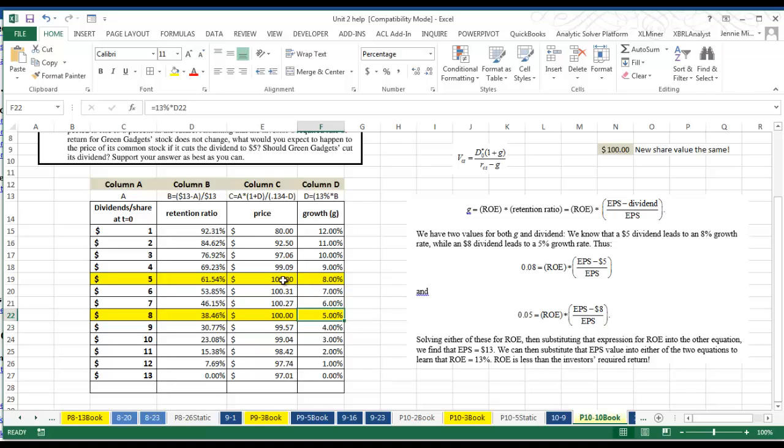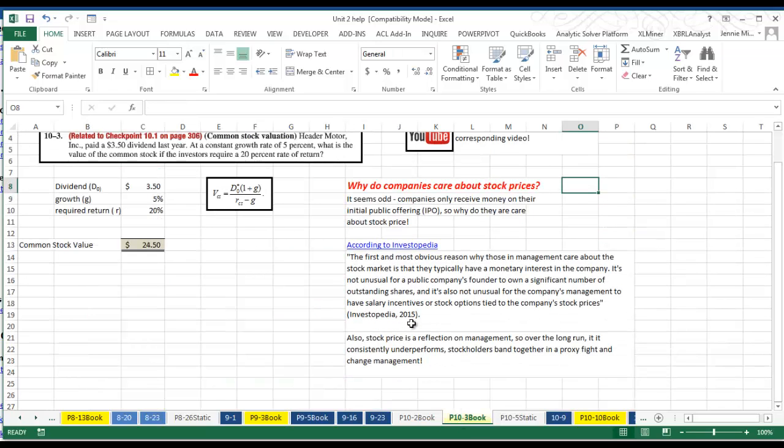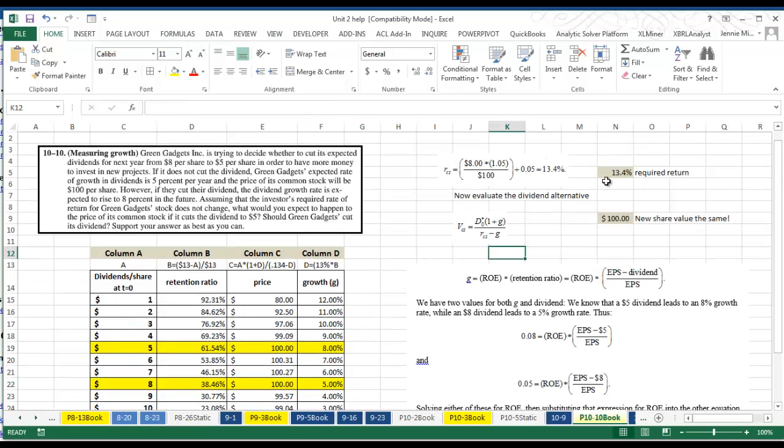So I think what it does is help you give some information to someone in your company about the impact that dividends will have on the share price. If you recall, if we go back to 10-3, we talked about why companies care at all about stock price. So when they're changing dividends, they know it will usually have an impact on their stock price. Now, it didn't in this case, because we actually calculated it. Here was the $8 dividend. This was the $5 dividend.